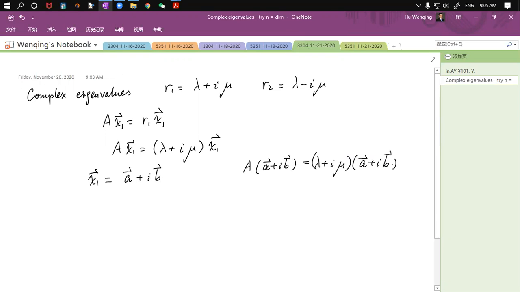Now we want to look for an x2 such that A x2 is equal to r2 x2, because r2 is lambda minus i mu.